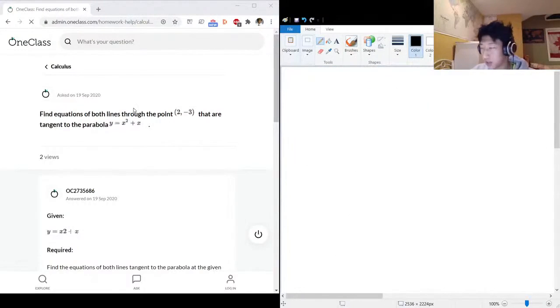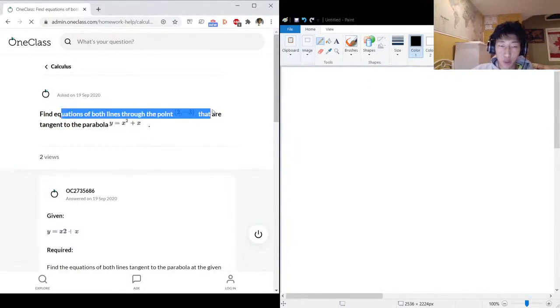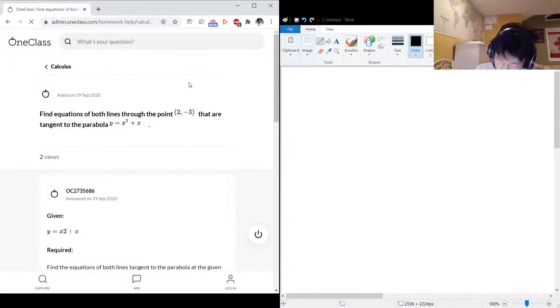So, our next question that we have to cover is: find the equations of both lines that pass through the point (2, -3) that are tangent to the parabola y equals x squared plus x. So let's dissect what we need to know from this question.